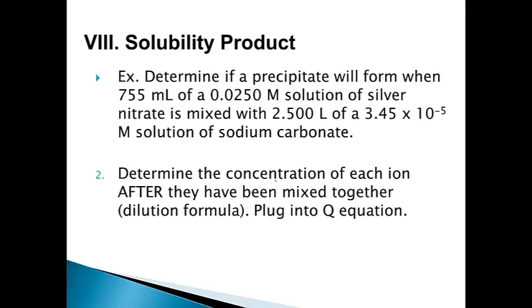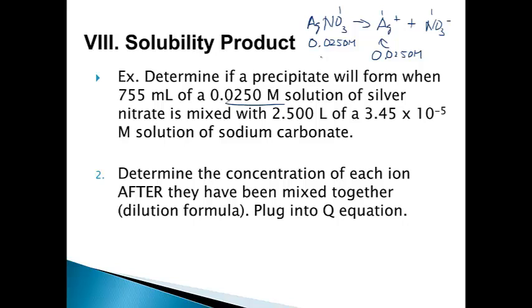Okay, so next step, figure out the concentration of each ion. Okay, silver nitrate, AgNO3, will produce Ag+ and NO3-. It's a 1 to 1 to 1 mole ratio. This concentration was 0.0250 molar. So before you mix the two solutions, the silver concentration, which is the only one we're worried about, will also be 0.0250 molar.